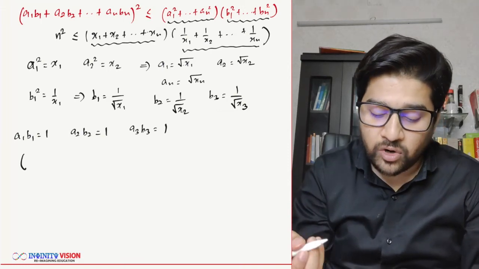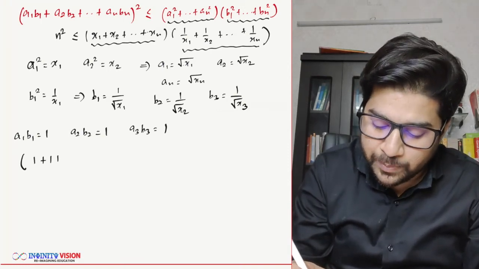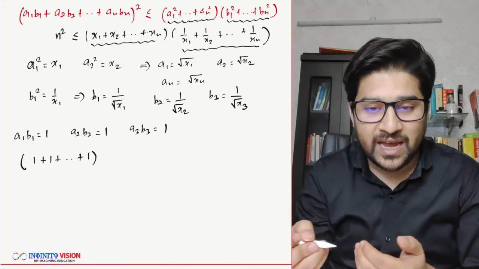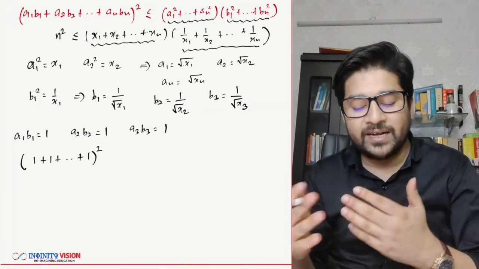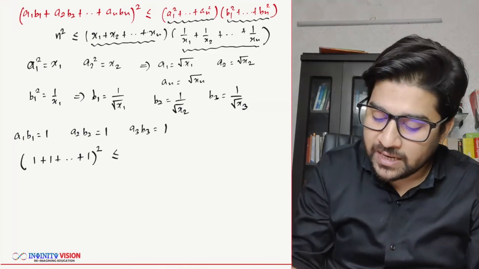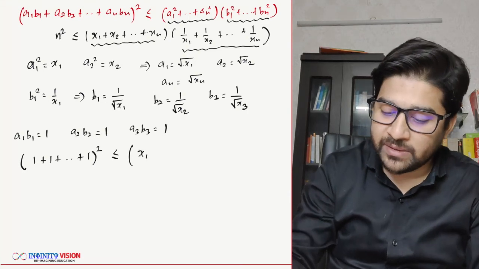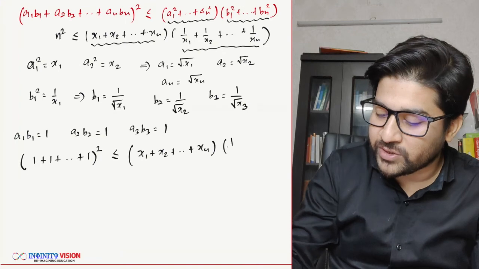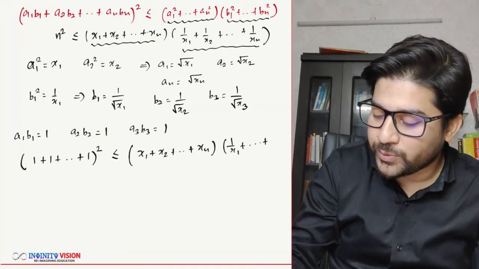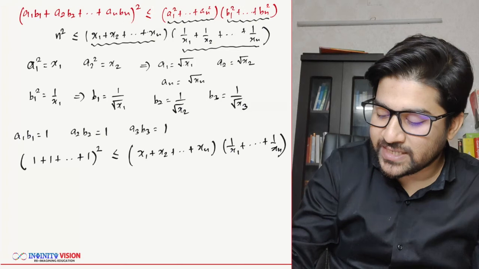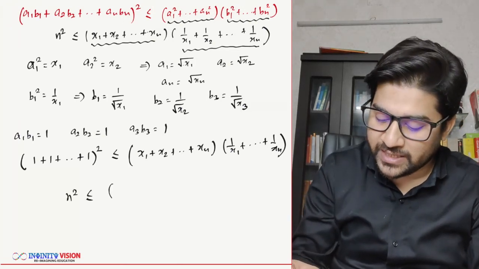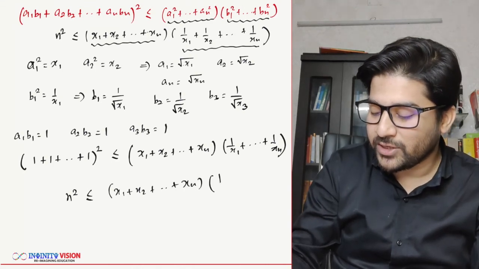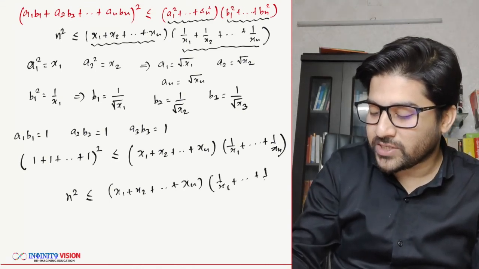So in the Cauchy-Bunyakovsky inequality, I am putting a1 b1 as 1 plus 1 up to 1. So how many pairs do you have? N pairs, 1 added n times, so that becomes n, less than or equal to a1 square, which can be comfortably written as x1 plus x2 up to xn, and b1 square can be written as 1/x1 up to 1/xn. So yes, I can say n square would be less than or equal to (x1 + x2 up to xn) into (1/x1 + 1/x2 up to 1/xn).